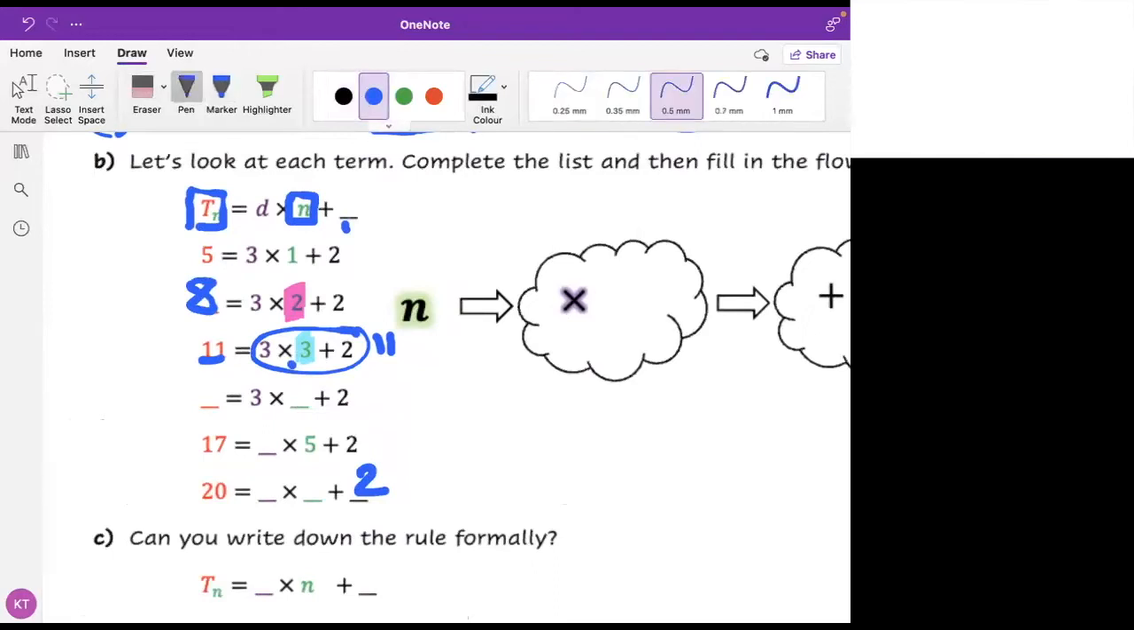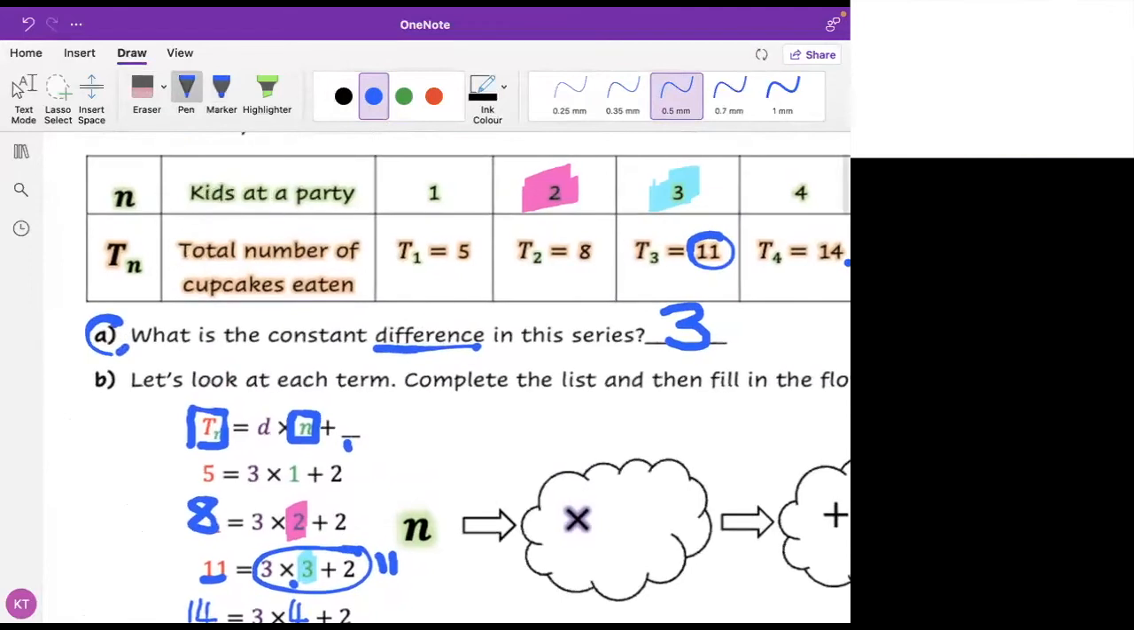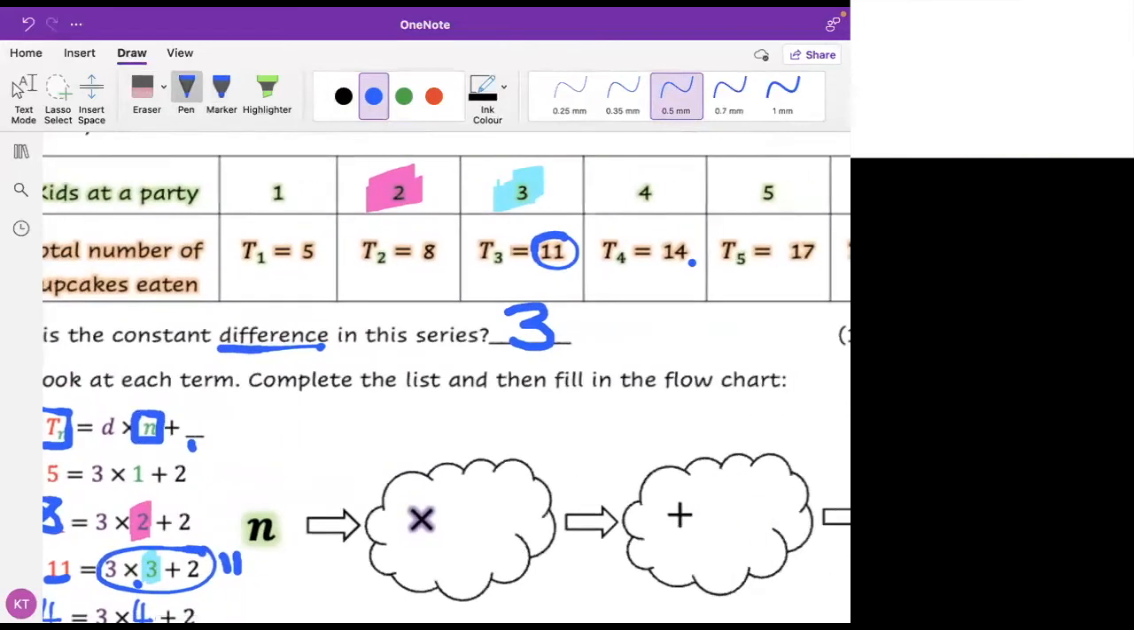Okay, so I know that this must be number 4. So 3 times 4 gives me 12. 12 plus 2 gives me 14. Can I go check in my table whether that's true? I go to where I've got number 4 and have a look. Look at that. It does equal 14.